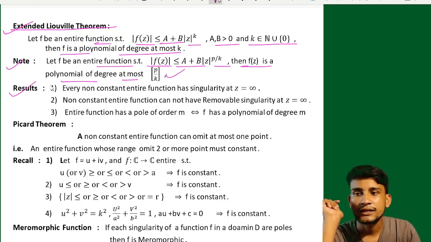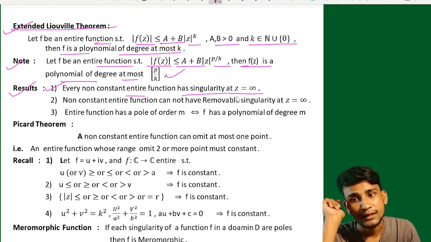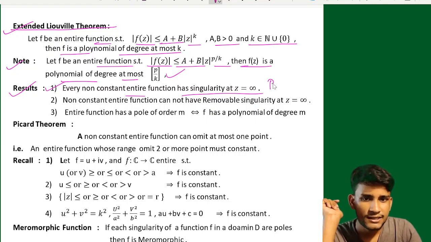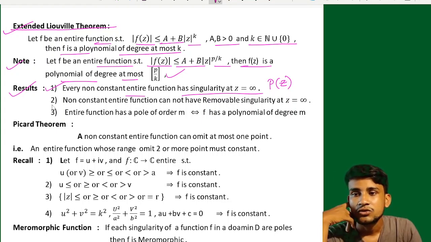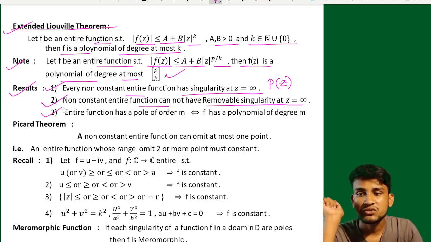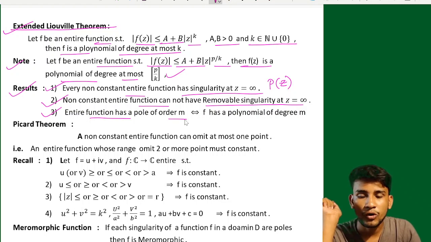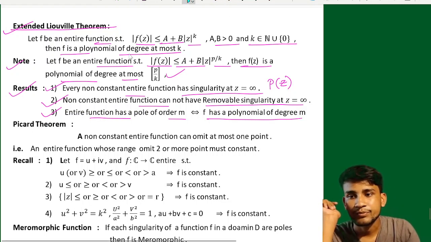There are three important results. Every non-constant entire function has a singularity at z equal to infinity. That means a polynomial in z has a singularity at z equal to infinity only. So a non-constant entire function cannot have a removable singularity at infinity. And number 3: an entire function has a pole of order m if and only if it is a polynomial of degree m.